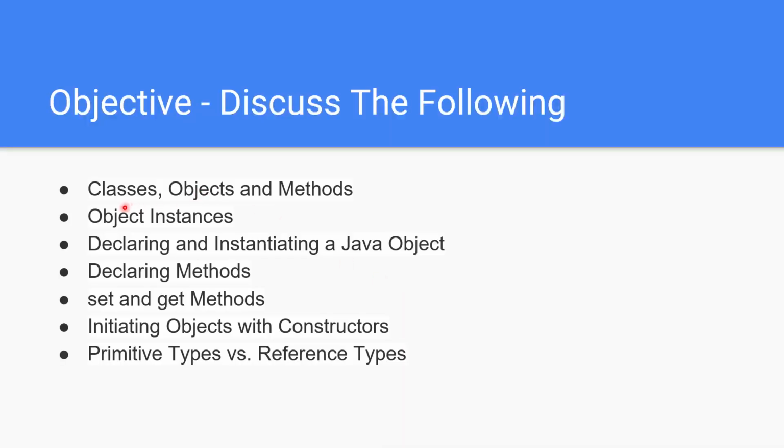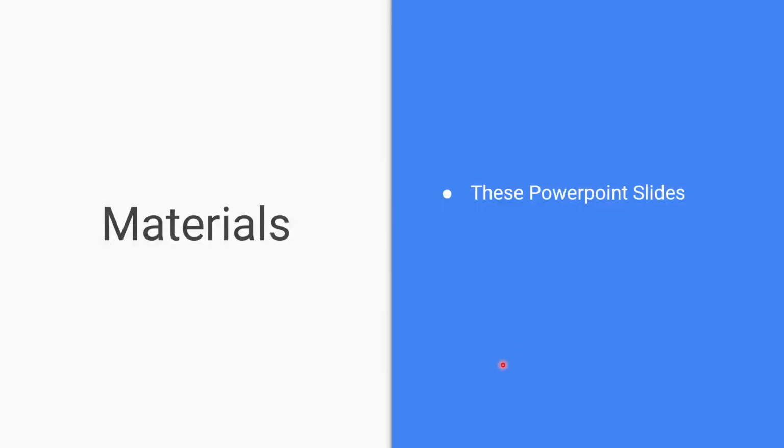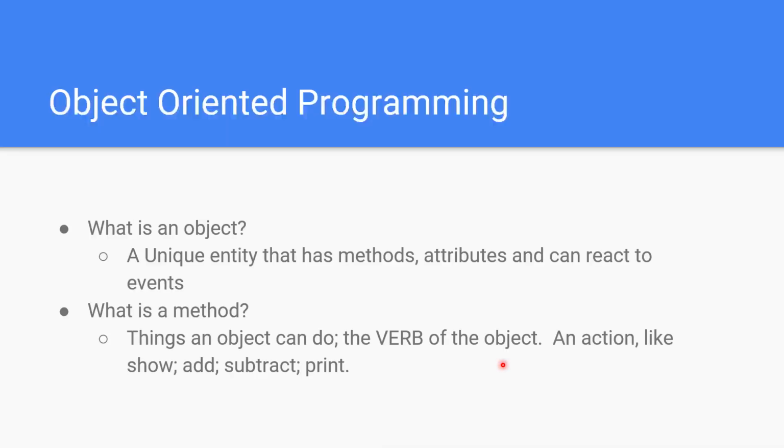So now we are going to discuss in detail classes, objects, and methods, objects and instances, declaring and instantiating a Java object, declaring methods, the get and the set methods. These are very, very similar to what you've used in C++ and .NET and other languages, initiating objects with constructors, and primitive types and reference types. Materials are just these PowerPoint slides.